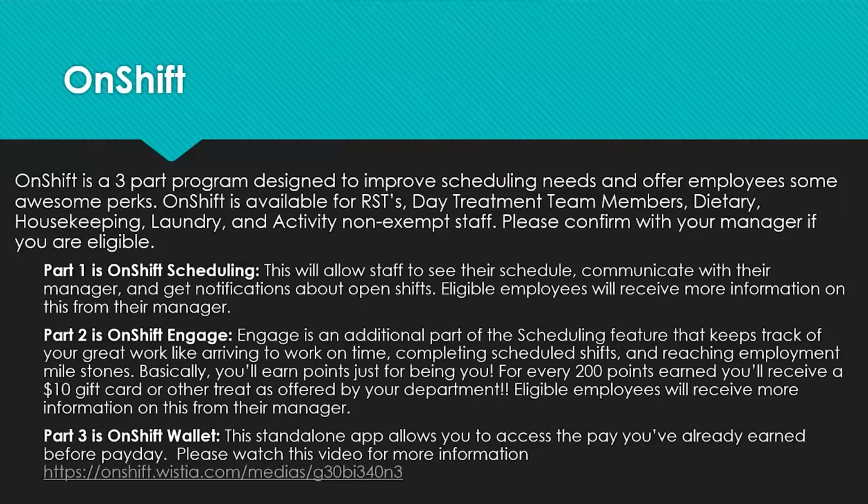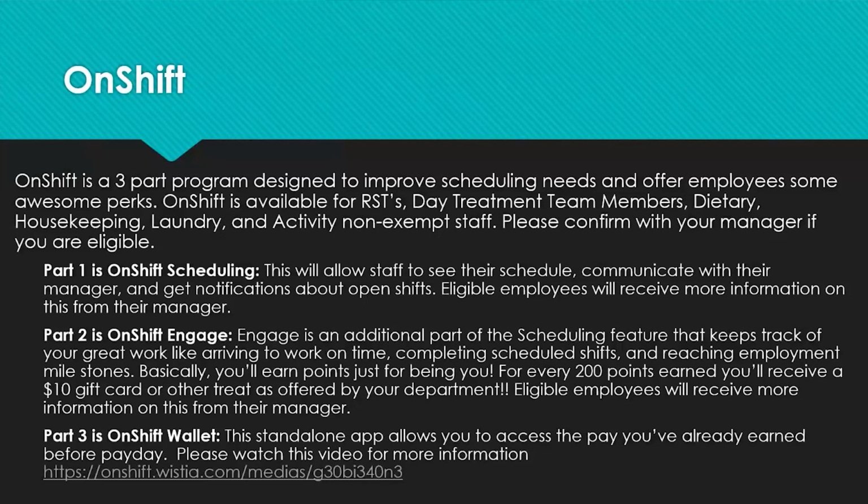Part 1 is OnShift scheduling. This will allow staff to see their schedule, communicate with their manager, and get notifications about open shifts. Eligible employees will receive more information on this from their manager.